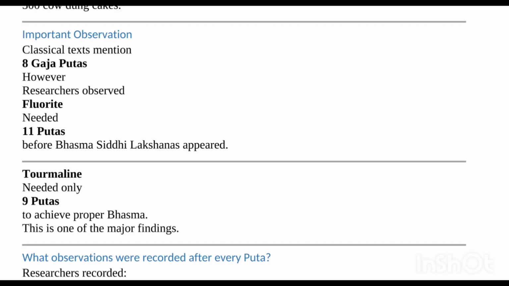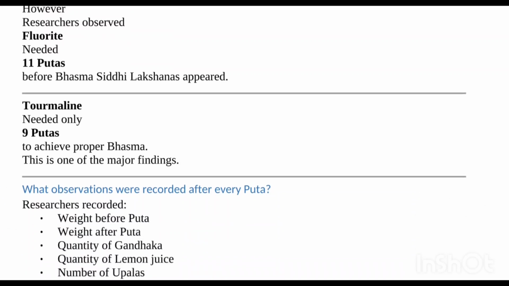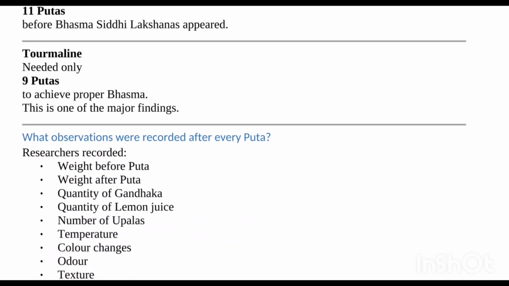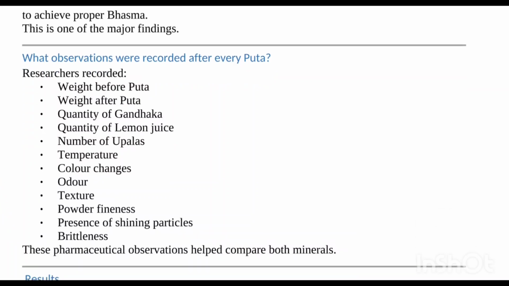However, the researcher observed that fluoride needed 11 puttas before Bhasma Siddhi Lakshana appeared, and tourmaline needed only 9 puttas to achieve proper Bhasma. This is one of the major findings.